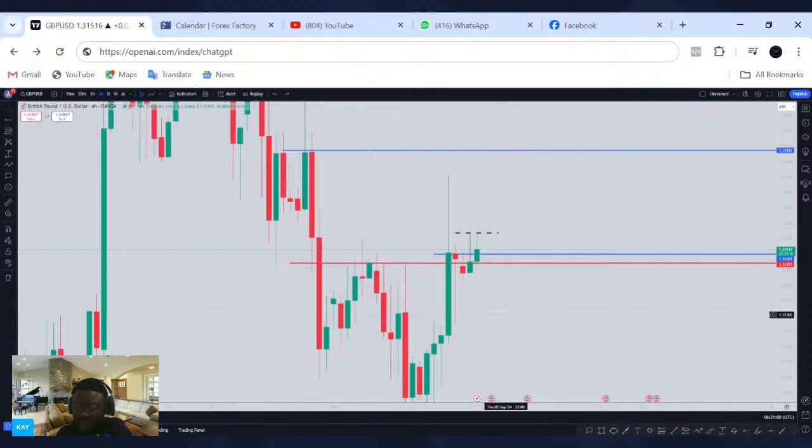We are finding an entry. That's the most important thing. Everything is all perfect. Everything has aligned. So we have to find an entry. So we are finding an entry to take a buy.